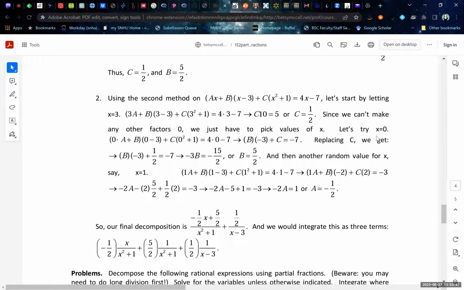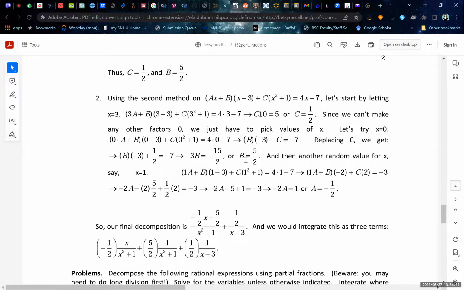So if we choose x equals 0, that's going to eliminate the a from our expression because that's ax, so a times 0 is going to go away. And so then we'll have b times -3 and c times 1, and then 4 times 0 minus 7. And so the -7 is left. We already know what c is. We can substitute that in, and then we can use that in order to solve for b. And we end up with the same 5/2 that we found earlier.